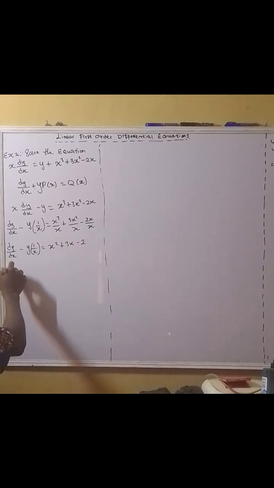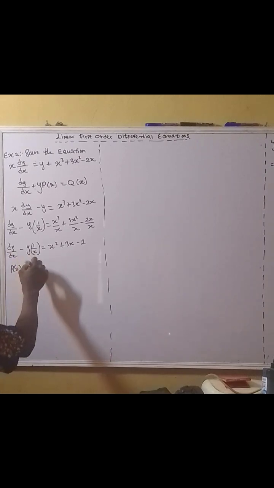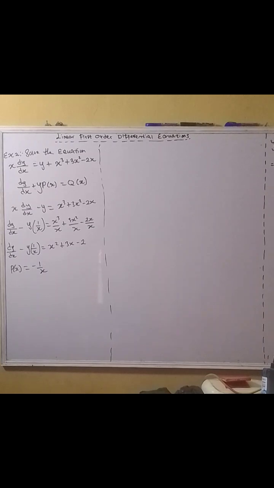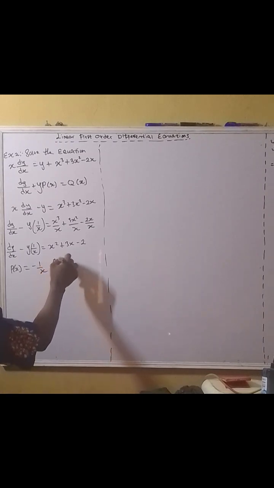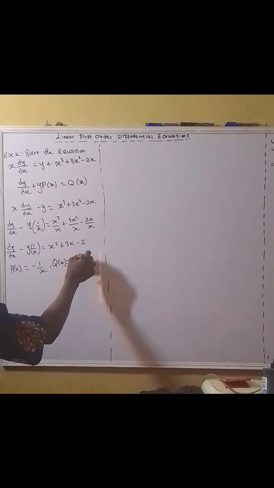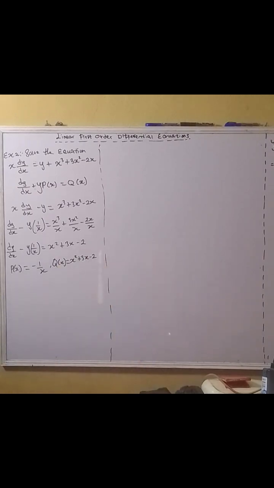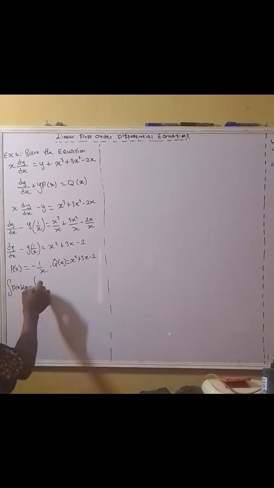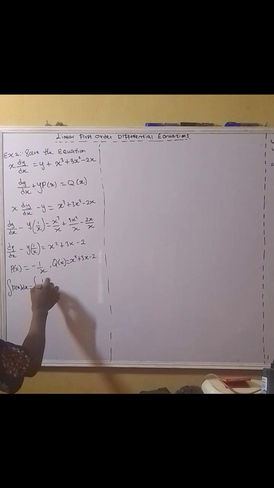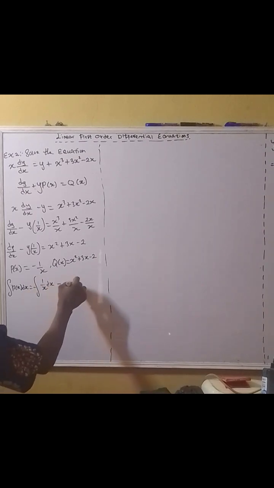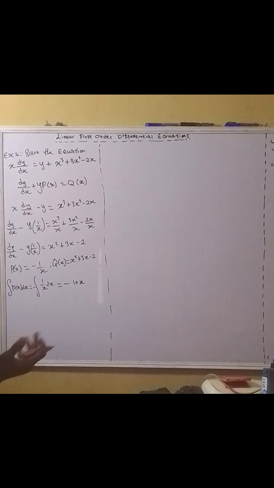And then at that point, you know that our function p(x), to maintain the y as a positive, we can have this as negative 1 over x. Are you getting what I'm saying? Our q(x) will be equal to x squared plus 3x minus 2. So what do we do? We integrate our p(x), right? The negative will come out, integrating 1 over x dx, and that will give you negative ln x. Are we there? So at this point, our integrating factor, e raised to the power of the integral of p(x) dx, is e raised to the power negative ln x.